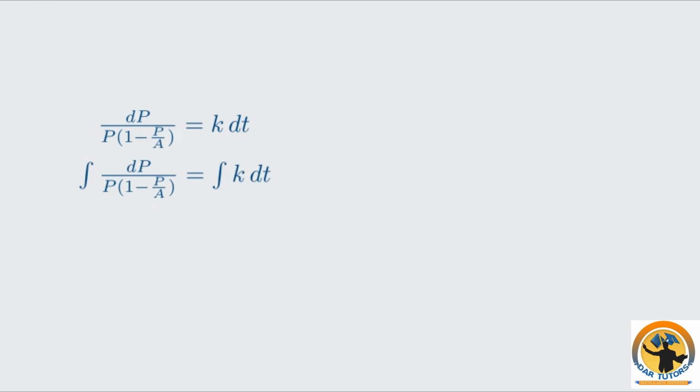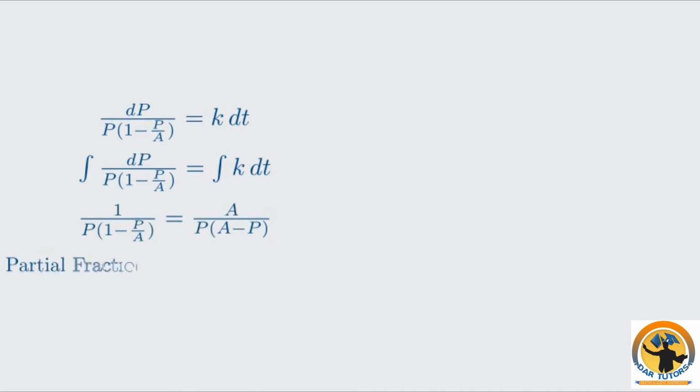To integrate the left side, we need to use partial fractions. We can rewrite the denominator as (A minus P) over A. So the integral becomes the integral of A over P times (A minus P) dP. We can decompose this into partial fractions, A over P plus A over (A minus P).